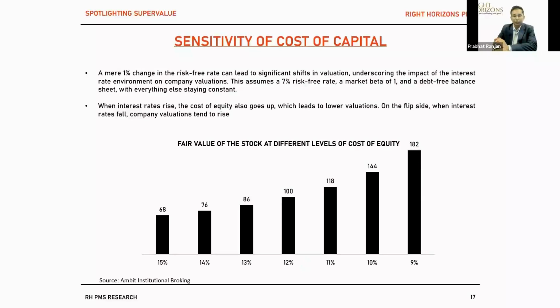So this is a typical scenario: if a company in the market today has, let's say, a cost of equity of around 12% and the fair value of the security is 100 rupees, even if there is a 3% interest rate cut and the cost of equity falls by 3% to 9%, then the same 100 rupees security is fairly valued at around 182 rupees. So it does nothing but increase the multiple for the stock from 1x to, let's say, 1.8x in case of an interest rate cut.